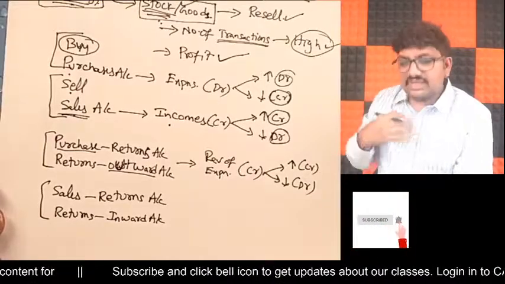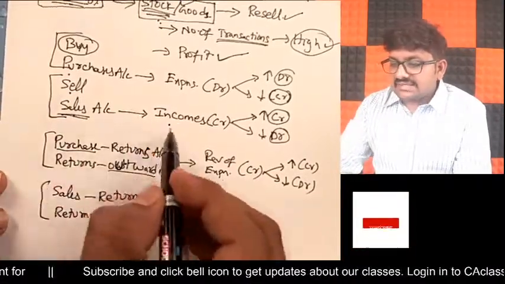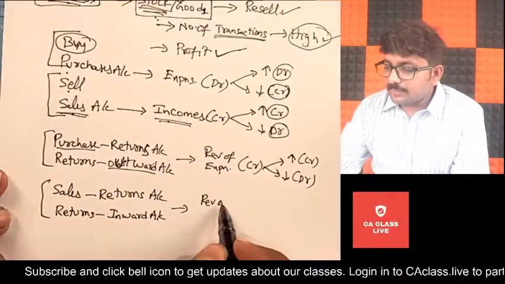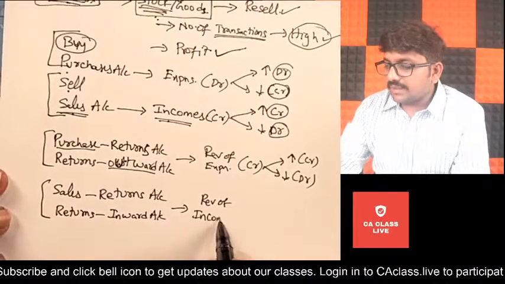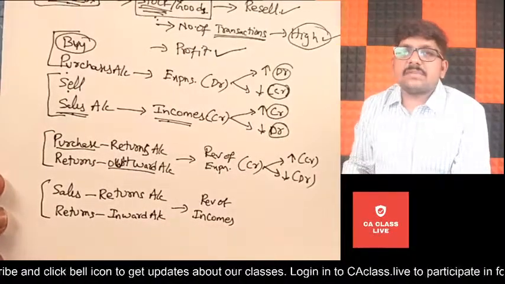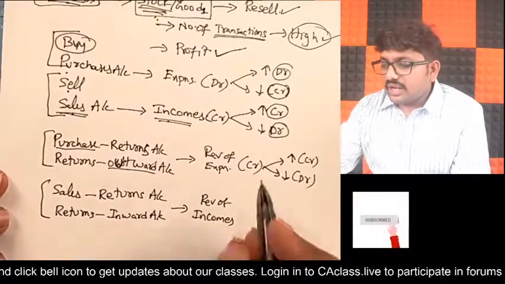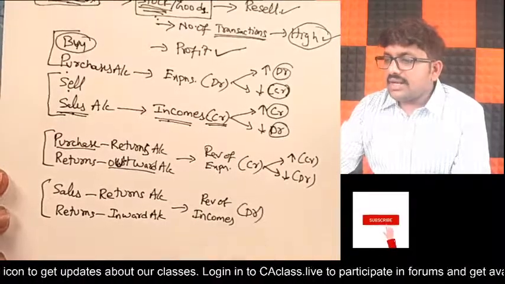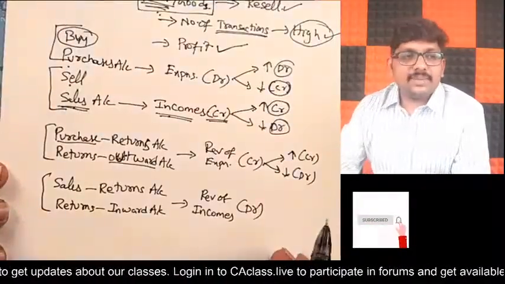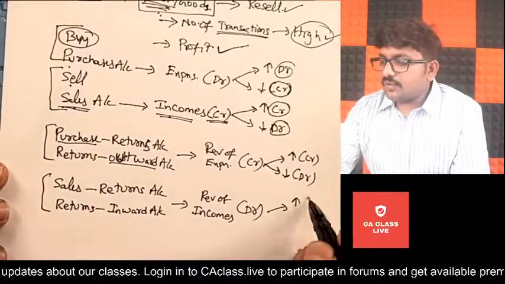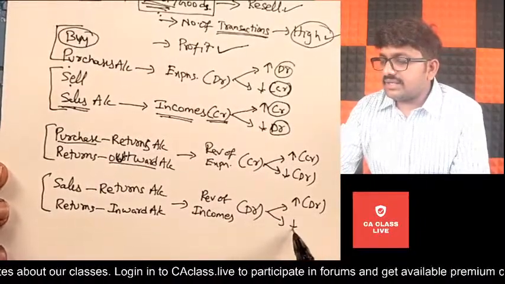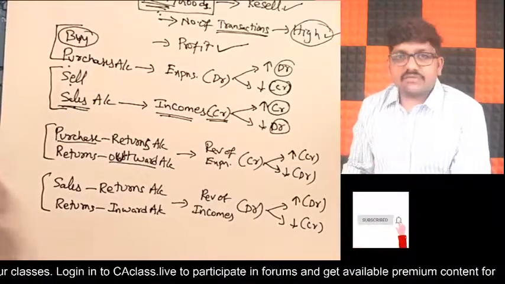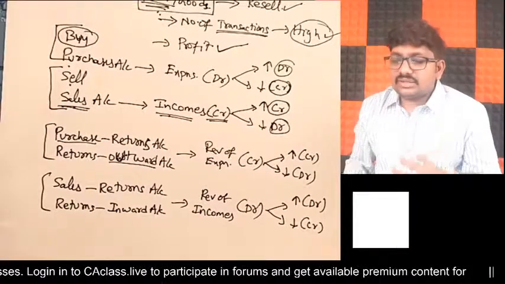That's why returns inward. Now, when sales is a part of incomes, obviously sales returns will be part of reverse of incomes. Now, if sales is coming under credit, this will come under debit. Correct? This will come under debit, my dear friends. So when it increases, you have to debit it, and if it decreases, you have to credit it. Correct, my dear friends? That is how usually you deal with these 4 types.